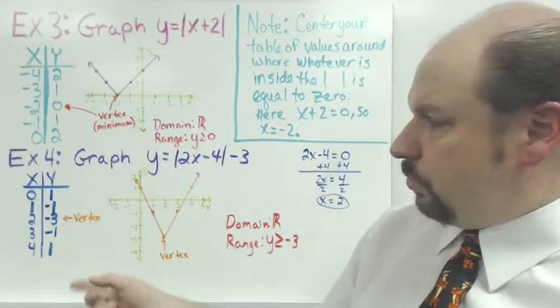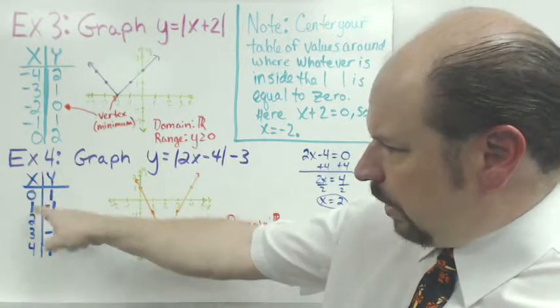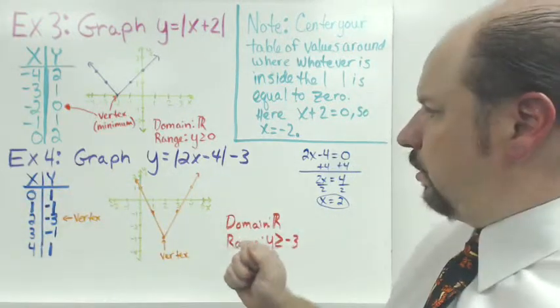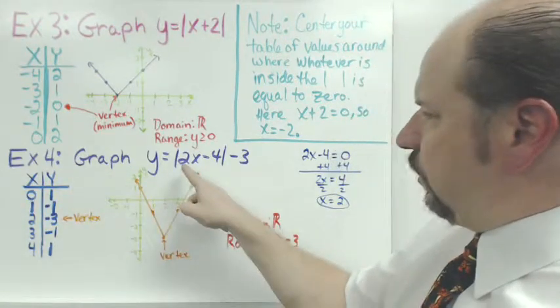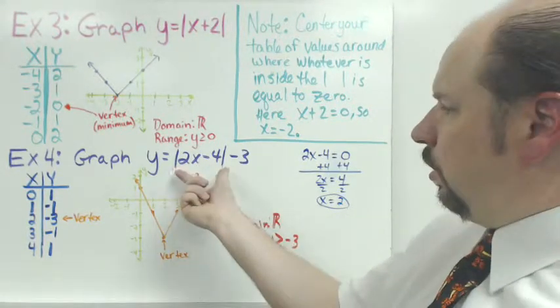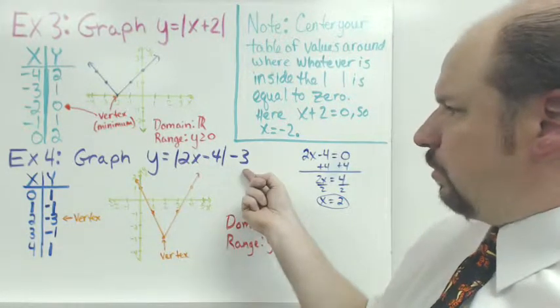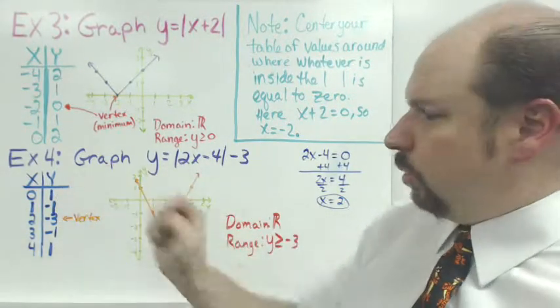Some numbers bigger than 2 would be 3 and 4. So I have my x values. Now let's just plug each one in and see what we get. So when I put in 0, 2 times 0 is 0, minus 4 is -4. We take the absolute value and get +4 minus 3 gives us +1.